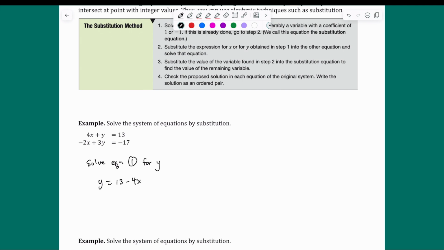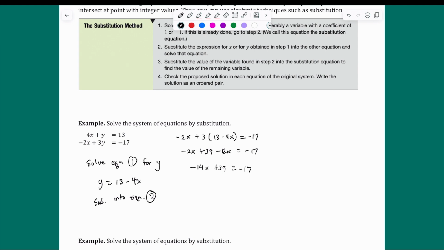Okay, and then we're going to sub this into equation 2. And we get negative 2x plus 3 times 13 minus 4x equals negative 17. Alright, so we have negative 2x plus 39 minus 12x equal to negative 17. Combine our like terms on the left here, so we get negative 14x plus 39 equal to negative 17.